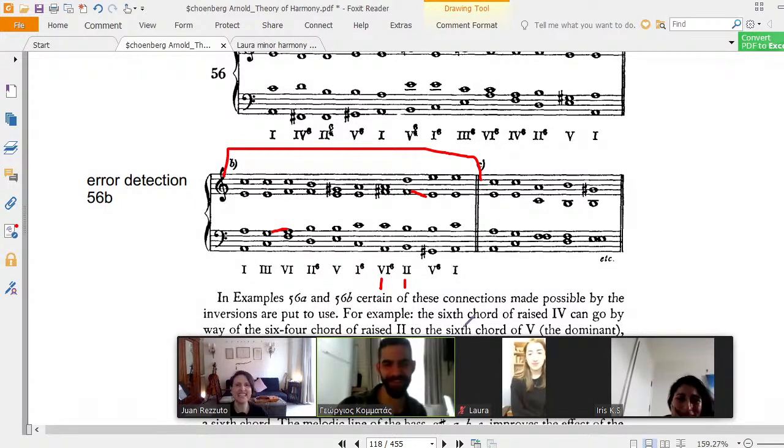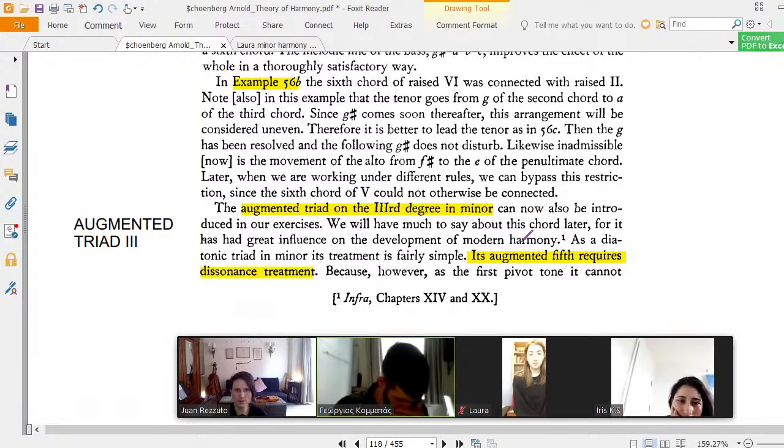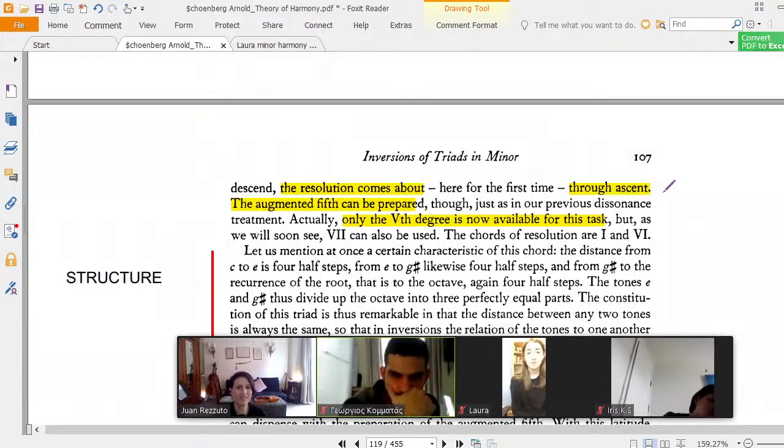Exactly. Now, very quickly, we're going to see the augmented triad on the 3rd degree in minor. Yes, we're going to add this one before we finish, because that is going to be part of your next exercise. You can use inversions. And then you have to use this chord, the augmented triad on the 3rd. Its augmented 5th requires dissonance treatment. But in this case, the resolution is through ascent.